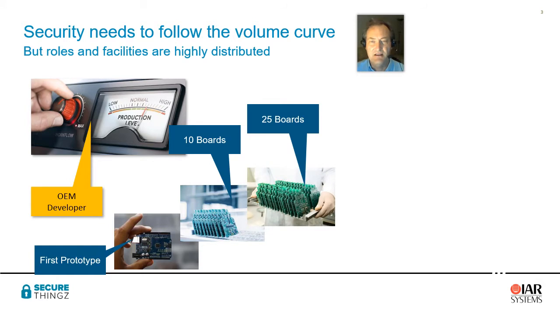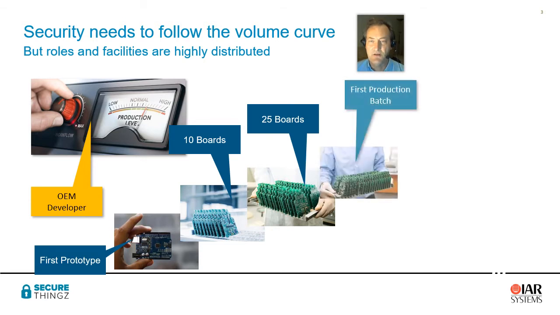A bit further down the road, we need even higher numbers. Perhaps we're starting to get these in the hands of a few people who are demoing to customers, a few field application engineers. We might need 25 boards. And a bit later, when confidence builds in the product, we start to get to our first production batch. So perhaps here we're making 100 boards that go out to some lead customers, to exhibitions, to really start the process of selling and marketing this new product.